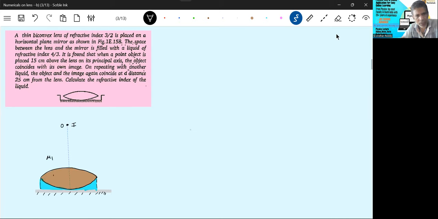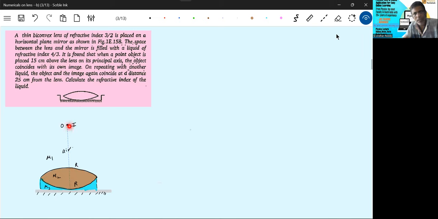Let the refractive index of this be mu1, mu2, and that of the liquid be mu3. The radius of curvature, let it be r, we don't know. Equiconvex, biconvex is told. And this medium is m. You can do one thing: this whole setup you should replace with a concave mirror.